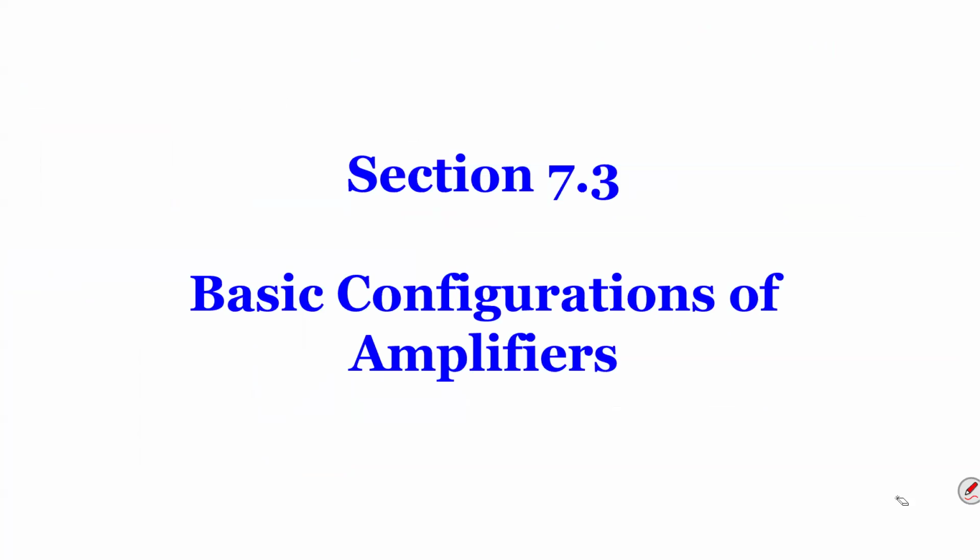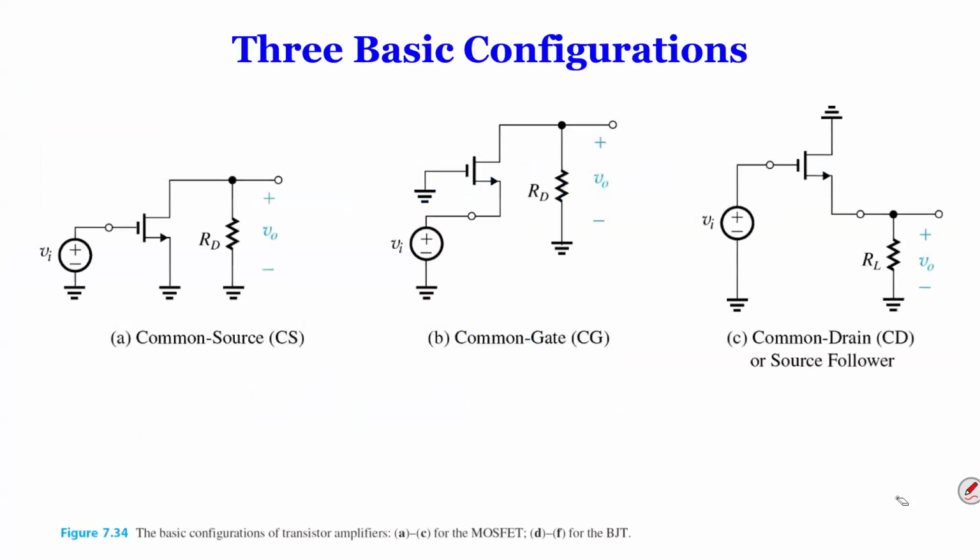Section 0.4 talks about biasing, and then section 7.5 dives a little deeper into the circuit configuration where you have low pass capacitors, things like that. We're going to get a little bit of those when we get to that chapter. So there are 3 basic configurations for each type of transistor, and this is for MOSFET. So again, we already mentioned many times what they are.